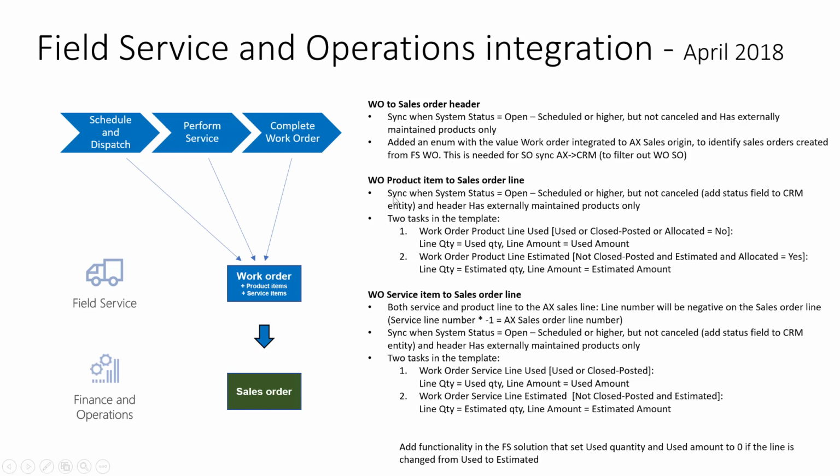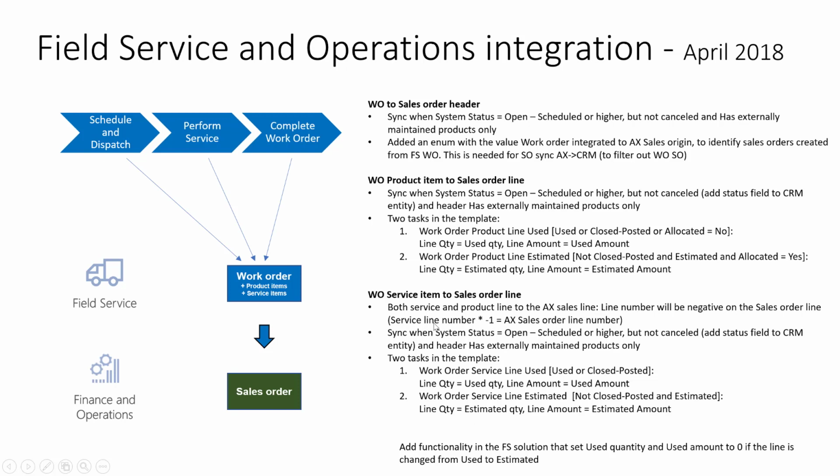Then on the line, similar to what we had on the sales order, we keep track of whether it's externally maintained. We also keep track of the status, whether it's open schedule or whatever it is, so we have added that information as well. And then we keep track of using two different tasks, whether it's expected quantity or it's actual used quantity. Because there is a difference in the field service system for that, and we use that information to bring over both values, so that we can both allocate and also pick the actual used quantity. Very similar for the service item. I don't want to go into great details here.